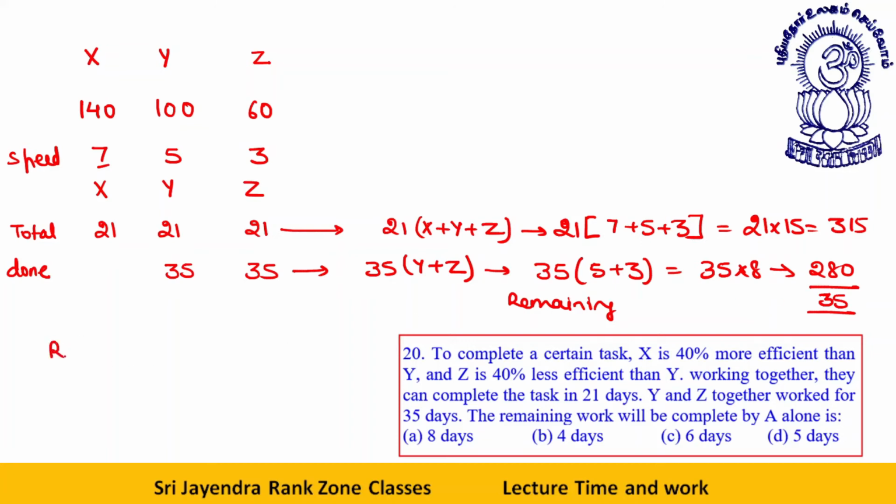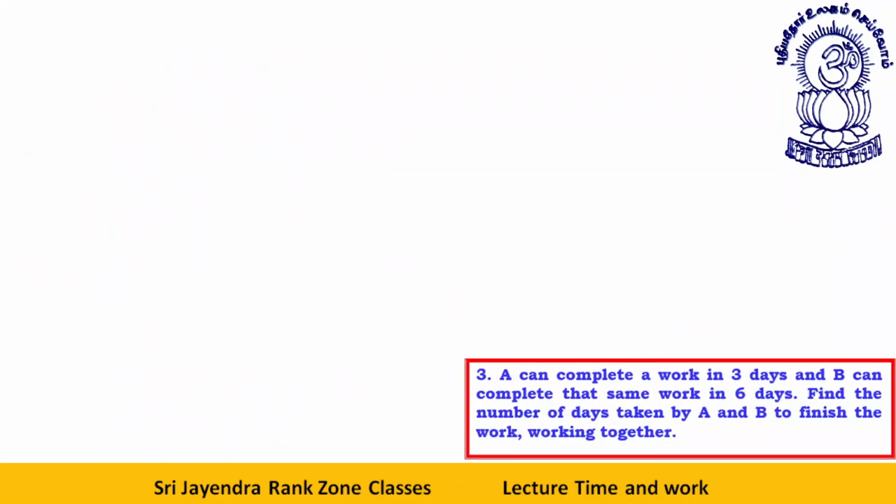So remaining work is 35, or this 35 can also be said as 5 into 7. 5 into 7 means 5 into X, where 7 is the speed of X. So that is 5 days of X. This is your answer. Okay, my dear beloved students. Let's take the next one.